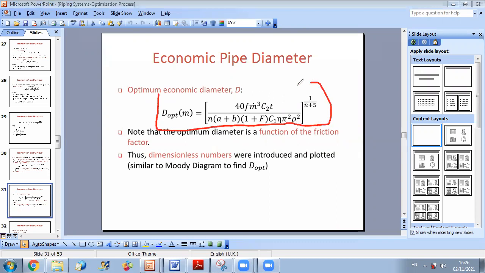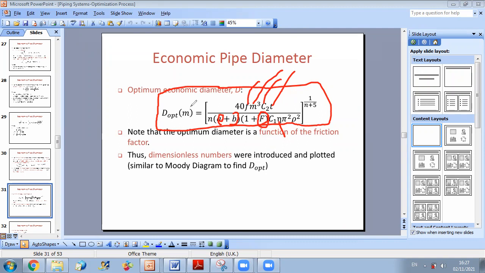So in a problem, if I give you all of the parameters, you can use this relation to find the optimal diameter. I need to give you the friction factor, the mass flow rate, the value of coefficient C, the time of operation, the efficiency of my pump, the multiplying factor F, the amortization rate, the fraction of maintenance cost, and all of these parameters that were already defined before.